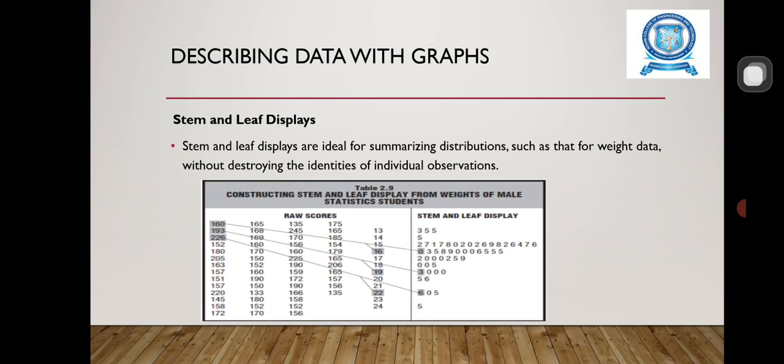Now let us see about the stem and leaf displays. The stem and leaf displays are ideal for summarizing distributions, such as that for the weight data, without describing the identities of individual observations. So this is a diagram which shows the stem and leaf data.